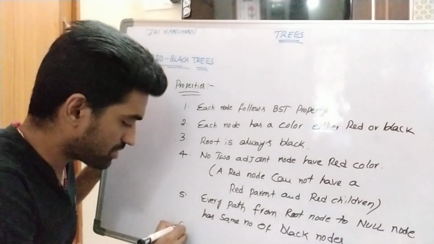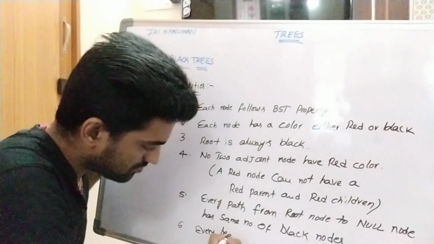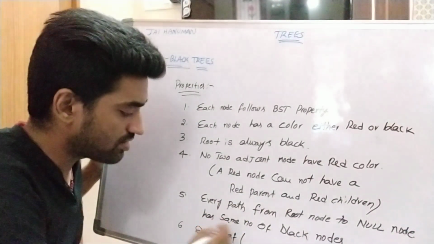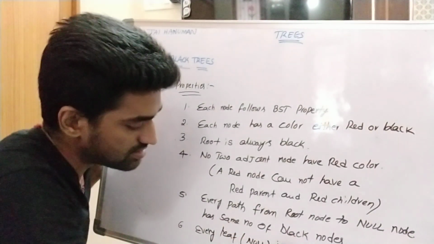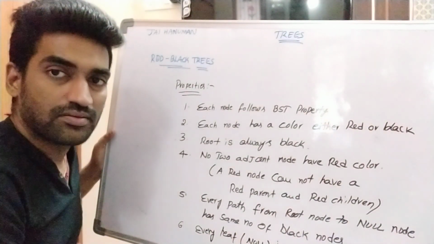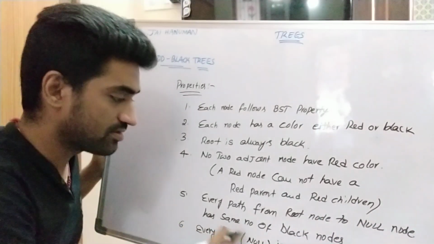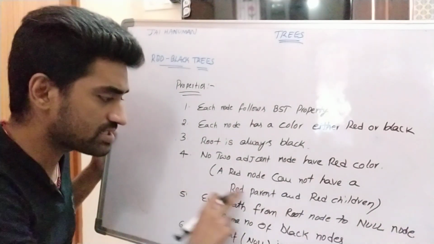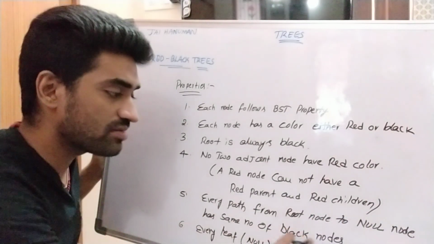Right? So here property number 6, every leaf. So here in red black trees, leaf nodes are said to be null. So every leaf is black. Every leaf is black. Right? So here this is the sixth property. Every leaf is black. Right? So these are the properties for red black trees. So here the fifth property is every path from root node to null node has the same number of black nodes.